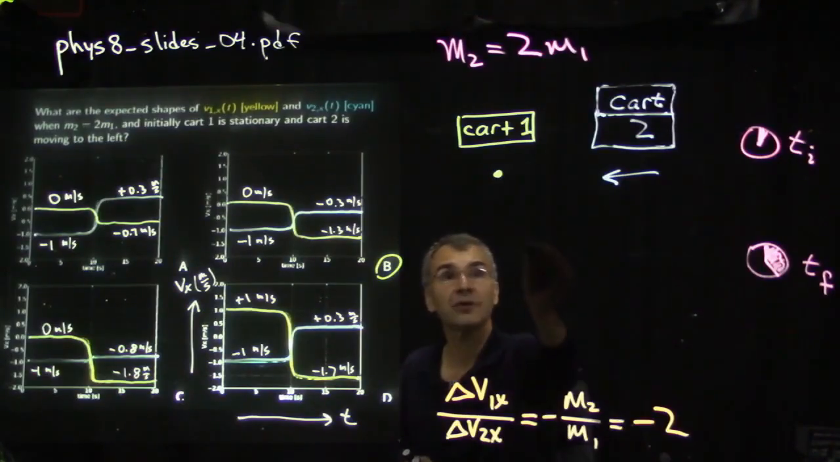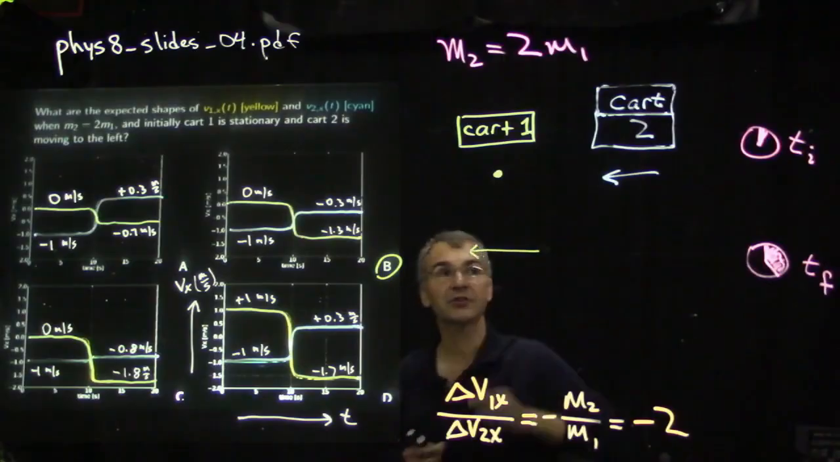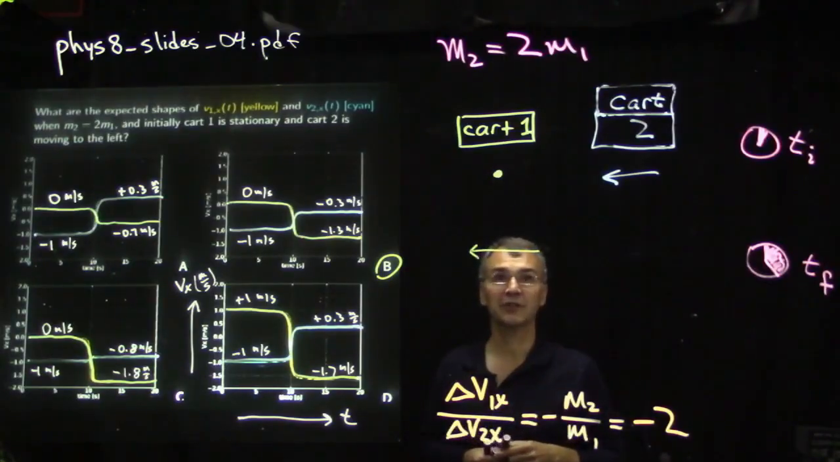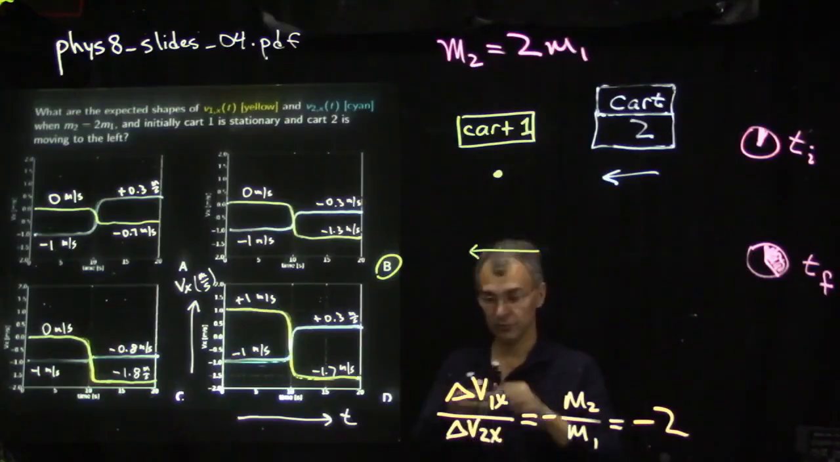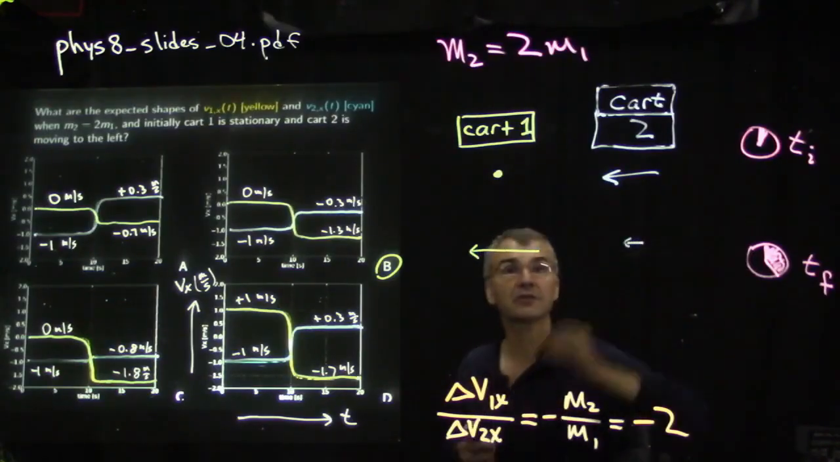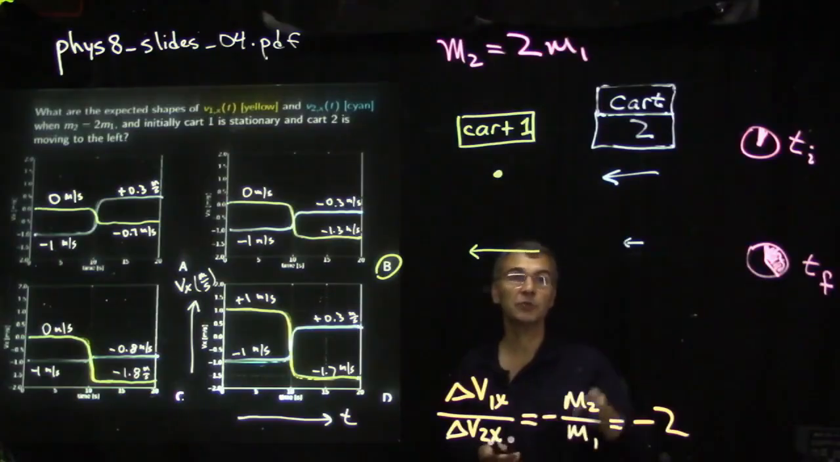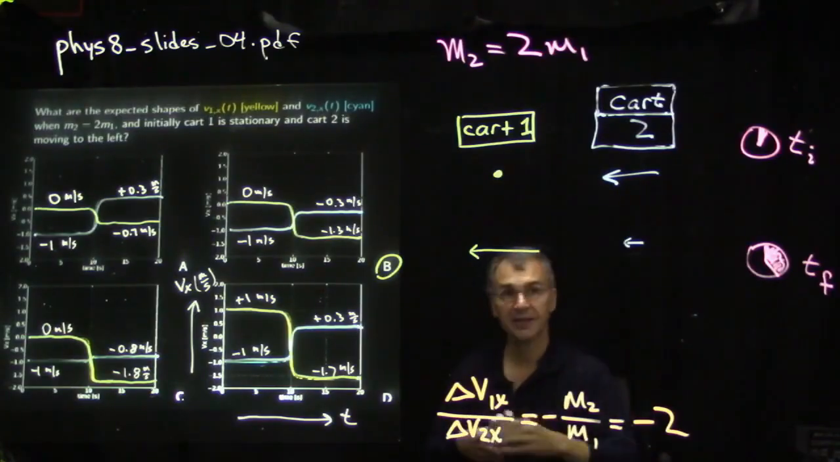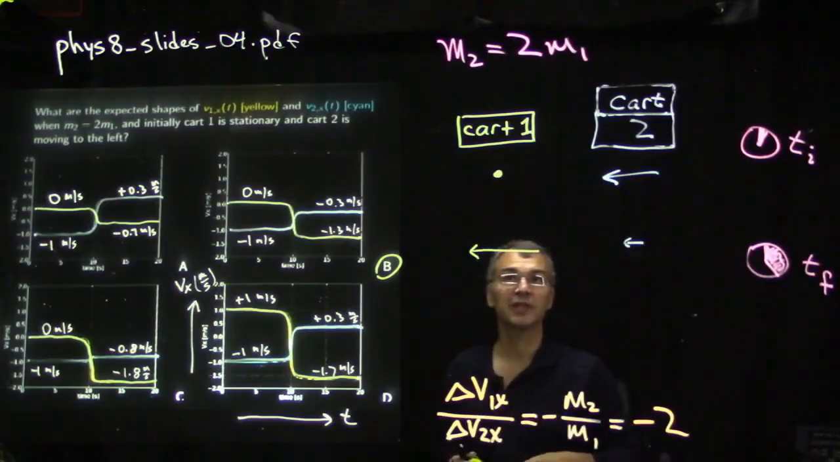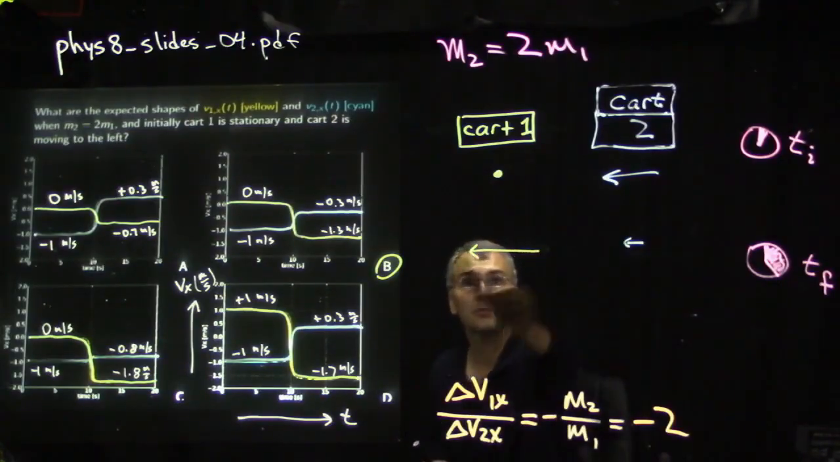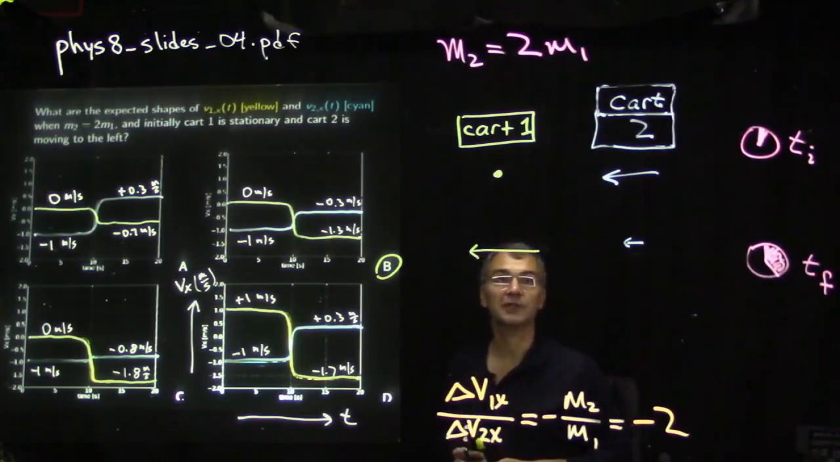What B would look like in the final state is cart 1 is moving backward, and it's moving backward faster than cart 2 initially was moving. Cart 2 should continue moving to the left, but its final speed should be about 1/3 of its initial speed. Cart 1 should be moving to the left with a speed a little bigger than cart 2's initial speed. That seems to be a way for us to conserve momentum when cart 2 has twice the mass of cart 1, where cart 2 is initially moving to the left and cart 1 is initially stationary. Now let's watch the clip.